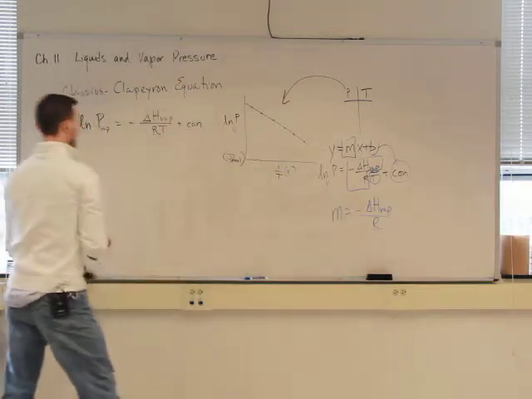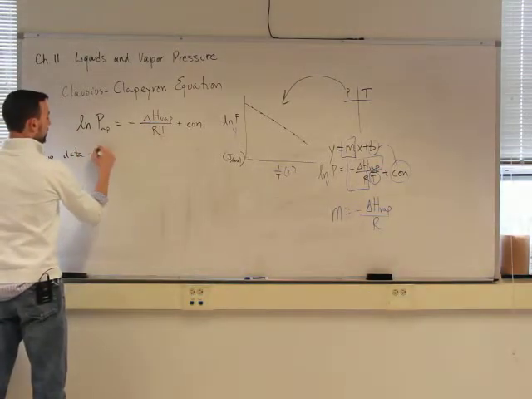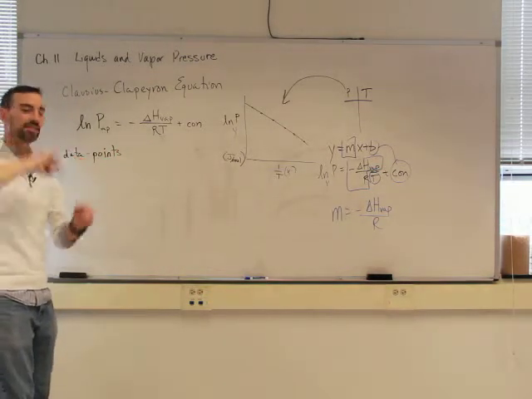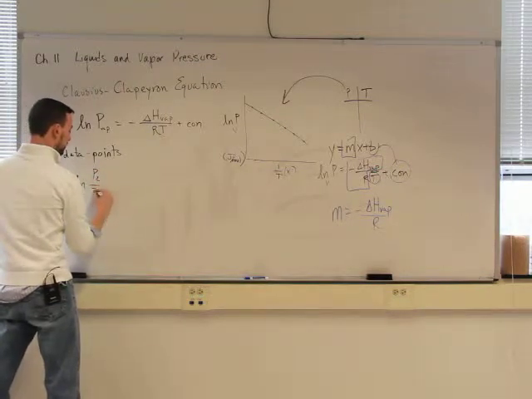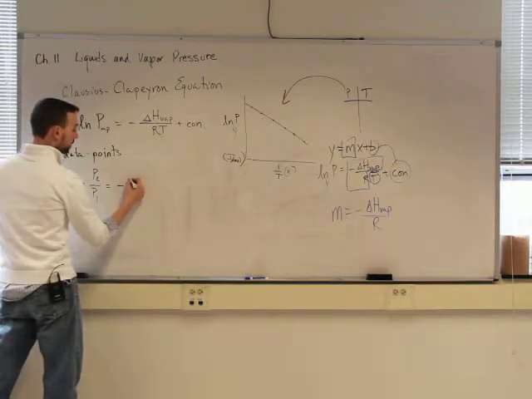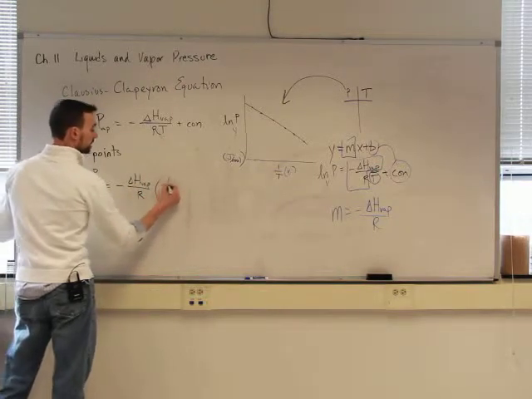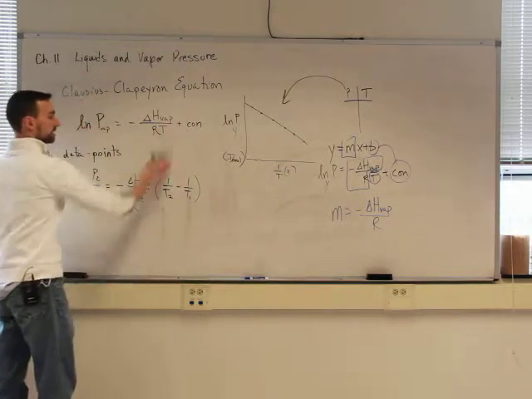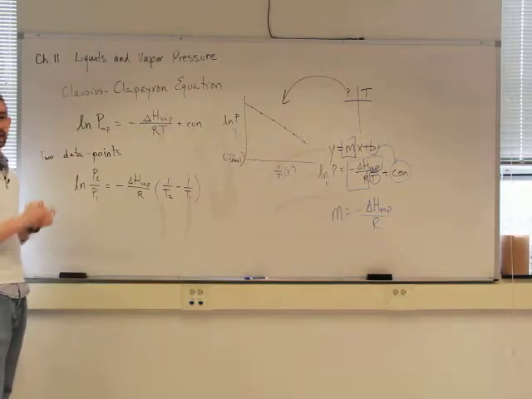But for 2 data points, because 2 data points is all it takes to make a line, right? You only need 2 points to make a line. So the 2-point version of this Clausius-Clapeyron equation would have ln of P2 divided by P1 equaling the negative delta H vaporization over R times 1 over T2 minus 1 over T1. And the constant disappears in that case. It would be subtracted out, actually.